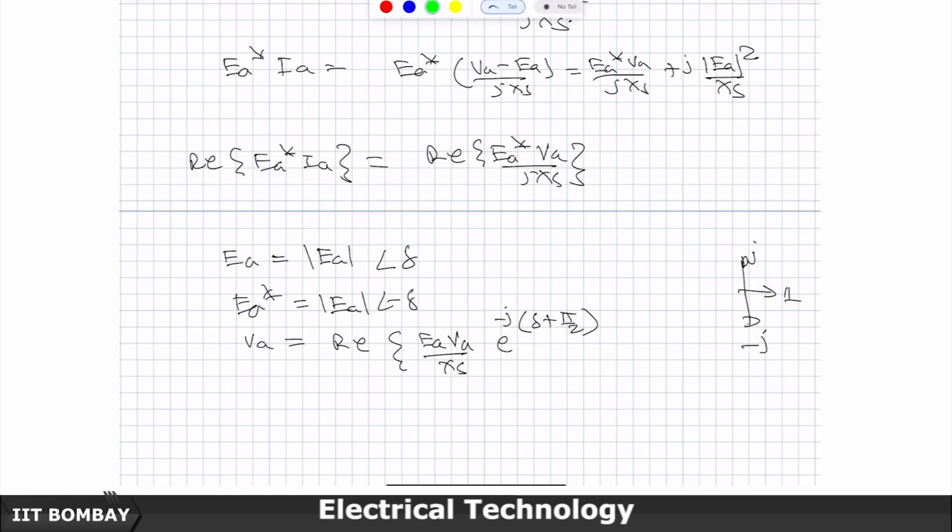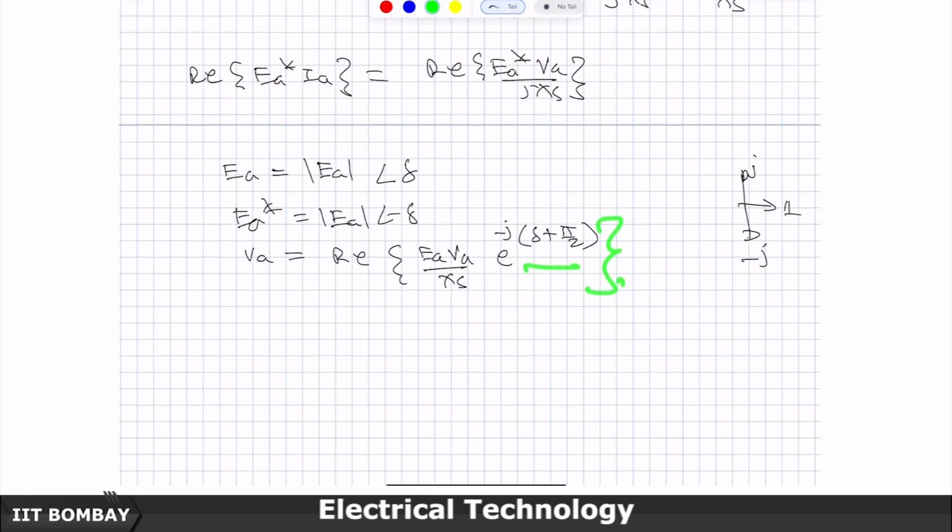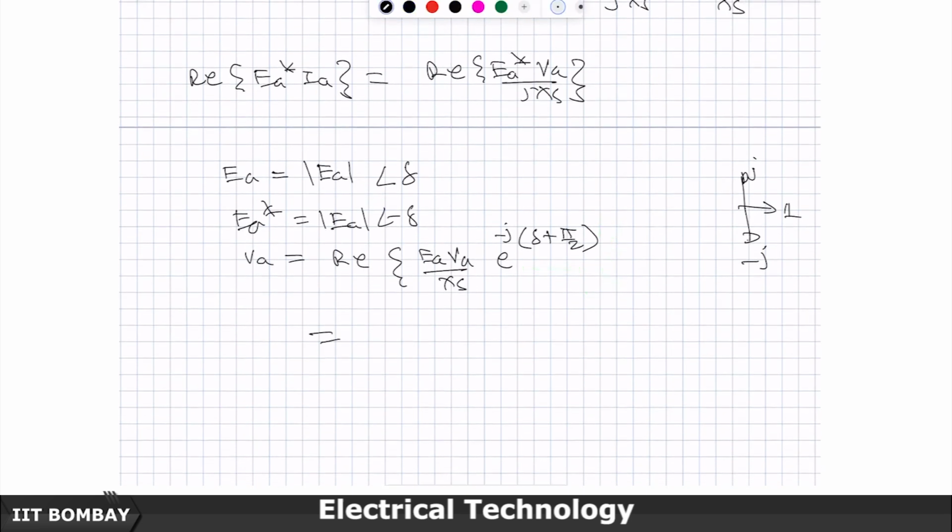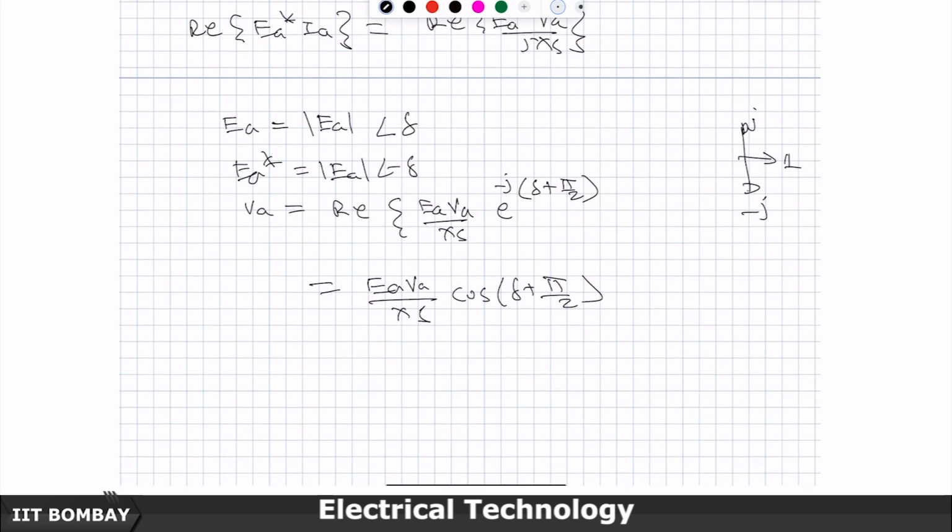So, if you are just interested in this being a real number, it will become cos of (delta plus pi by 2), which is the same as E_A V_A by X_S times minus sine of delta. It is the same as minus sine of delta, and this is equal to the left hand side. What is it? This is the real part.